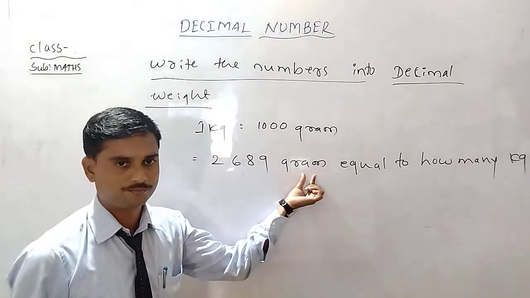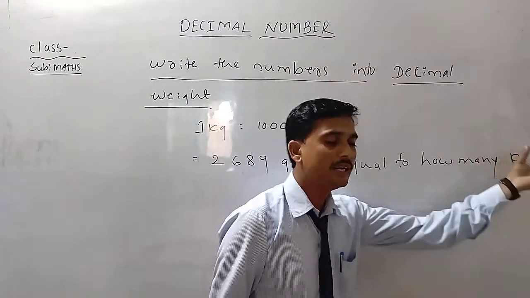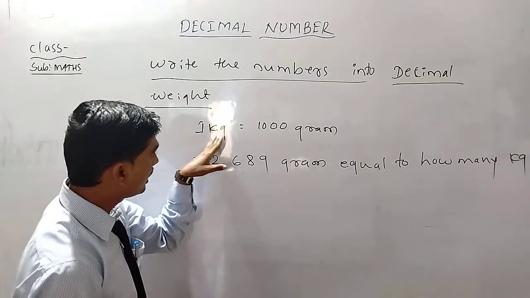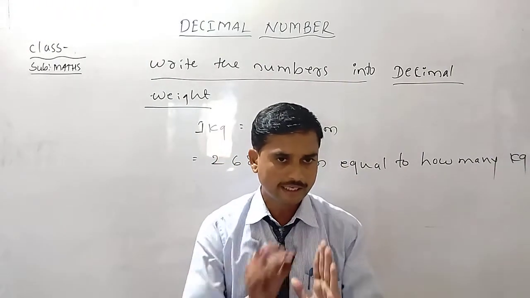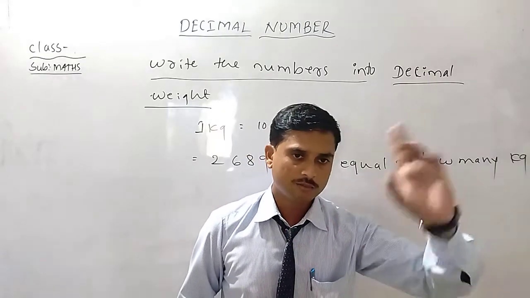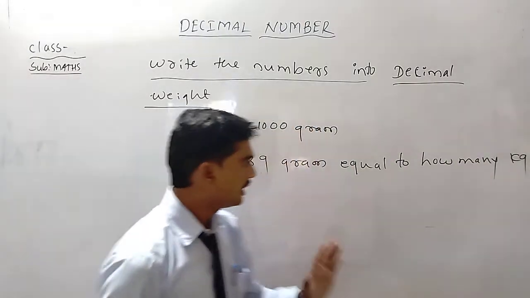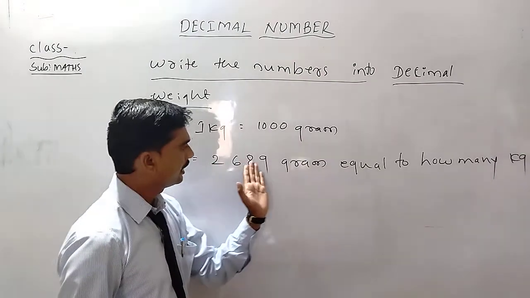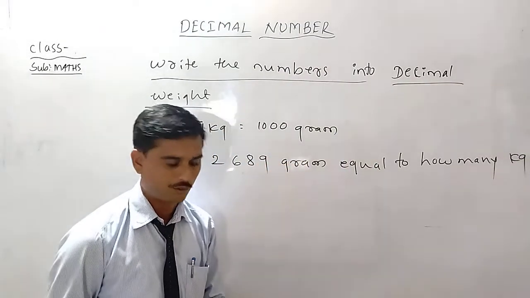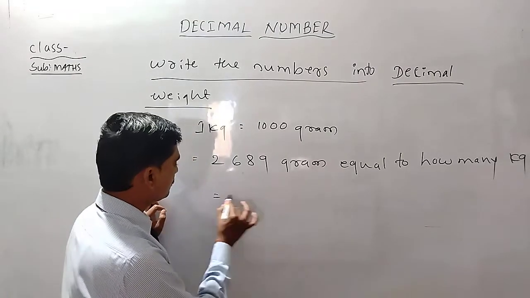2689 grams equal to how many kg? But before that, 1 kg equal to 1000 grams. It is the clear picture. 1 kg is always 1000 grams. Then tell me, 2689 grams equal to how many kg?